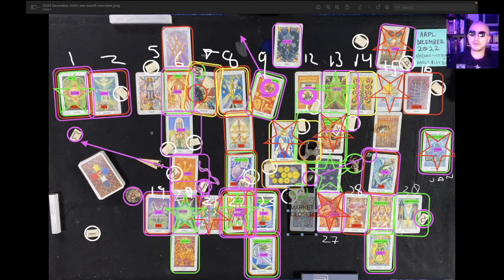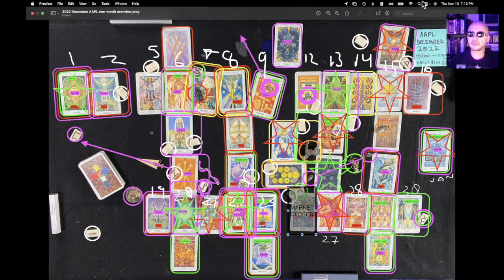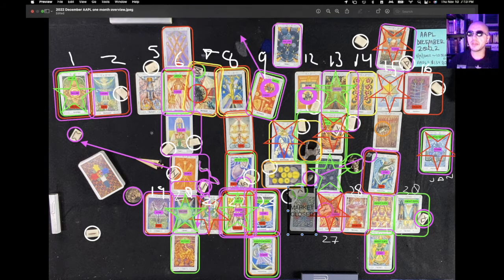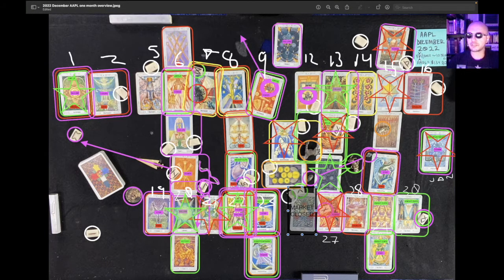This is the Apple 1 month overview reading for December 2022. It's currently November 10th, 2022, 7:13 p.m. Eastern Time. At the time the photograph was taken, it was November 9th, 2022, 10:31 p.m. Eastern Time. Apple was $134.87 at the time. So the overall theme and behavior, guys.